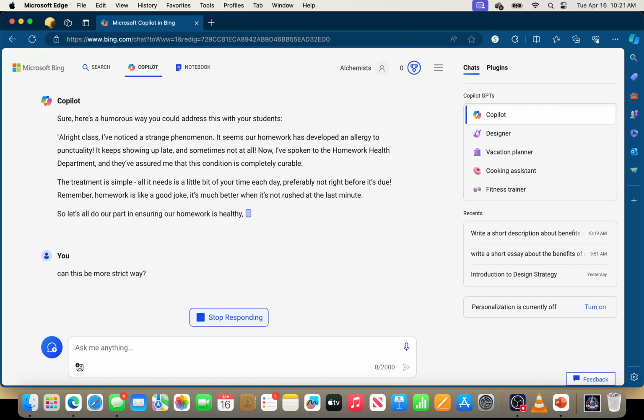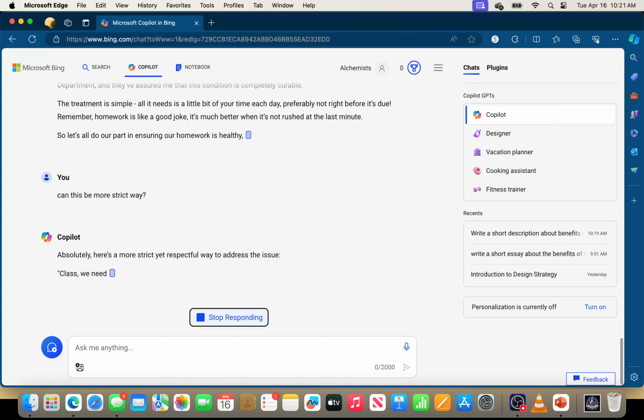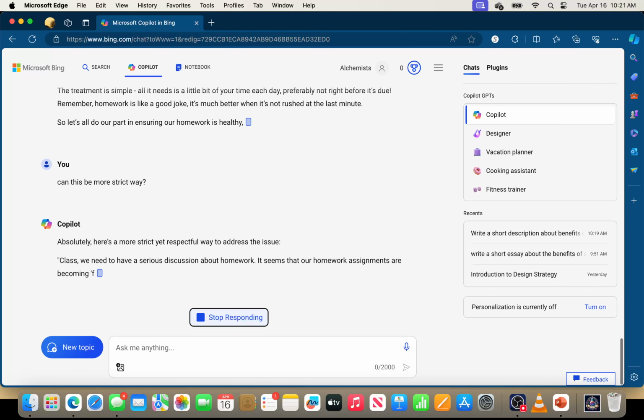So I didn't say anything. I already have given the context, right? So it's going to continue the context. That's the beauty of this. So now it's in a strict manner. How do you want to say that?